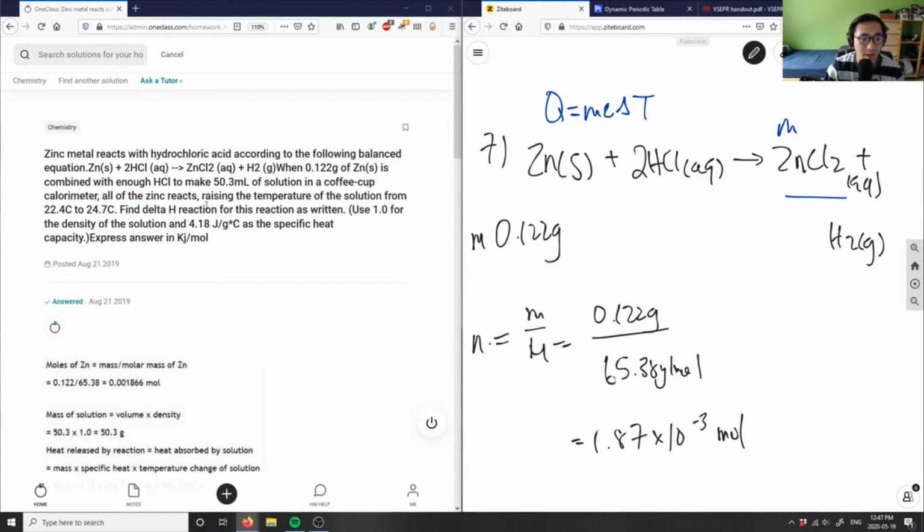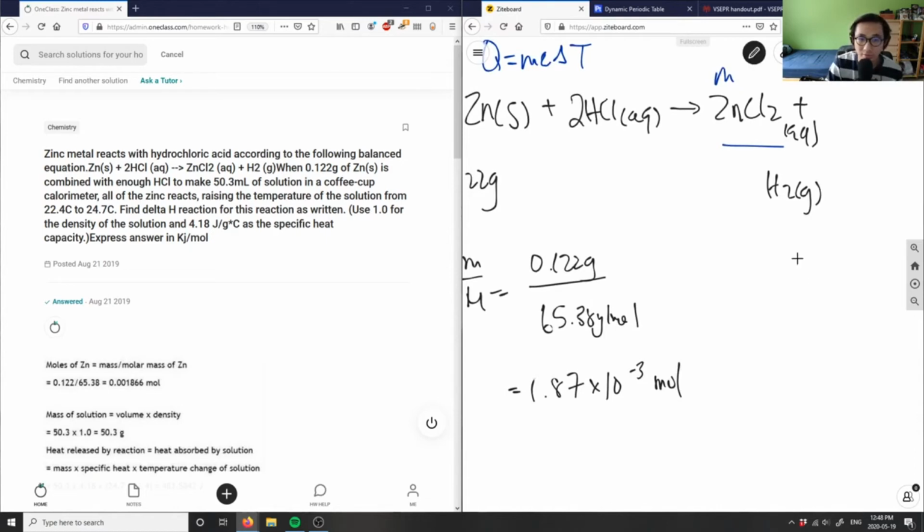Then what I have here is 50.3 milliliters of solution, and I want to figure out the mass of the solution. I know that the density of the solution equals mass over volume. The density, which I assume is 1.0, is equal to the mass divided by the volume, which is 50.3 milliliters, which means the mass is going to equal 50.3 grams. So this here is good.